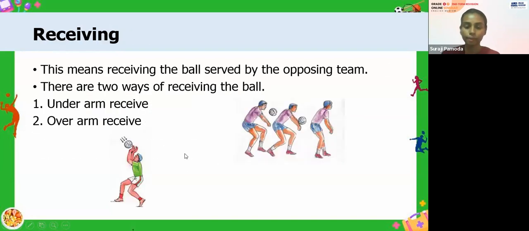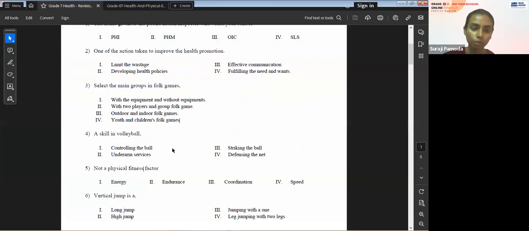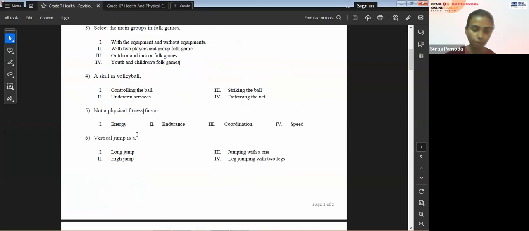Clear? Yes, ma'am. Okay. So the answer for the fourth one is underarm serving, the second one. Okay. Right. So let's go to the fifth question. The fifth one is not a physical fitness factor.